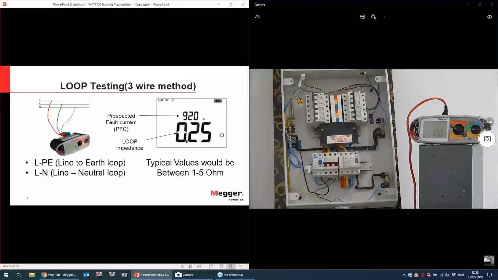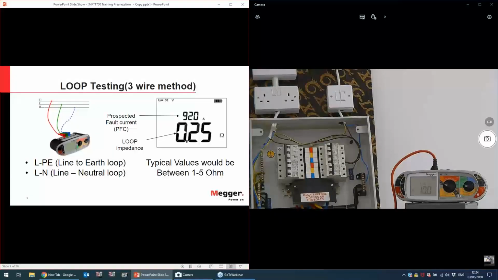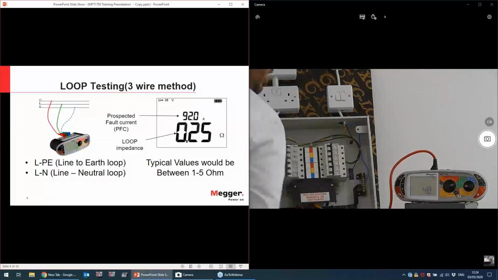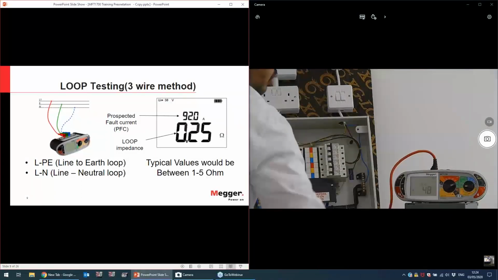The next test I'm going to conduct is loop testing. In this loop testing, I will be testing not from my distribution board, but directly from the circuits I have. I have a socket here that I can connect to directly and measure my loop impedance from this socket. I can check the loop impedance between the line and the protective earth, between line to line, and line to neutral.